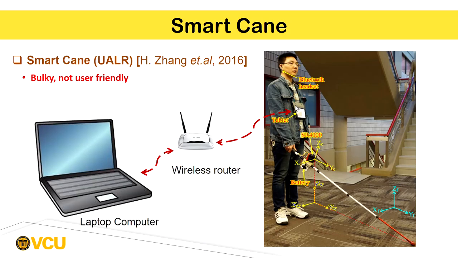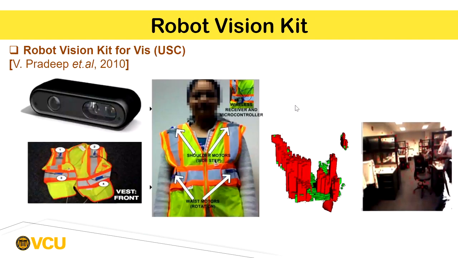They said, I like the navigation, I like the commands, but it feels like I'm doing exercise while using this. So they complained it's bulky. I said, okay, no problem, it's just a prototype, and we will work on that. So it's bulky, not very user-friendly, and also Wi-Fi dependent. In some areas where there's no Wi-Fi, this may not work. So there's a lot of room to improve. And this device is called Robot Vision Kit.